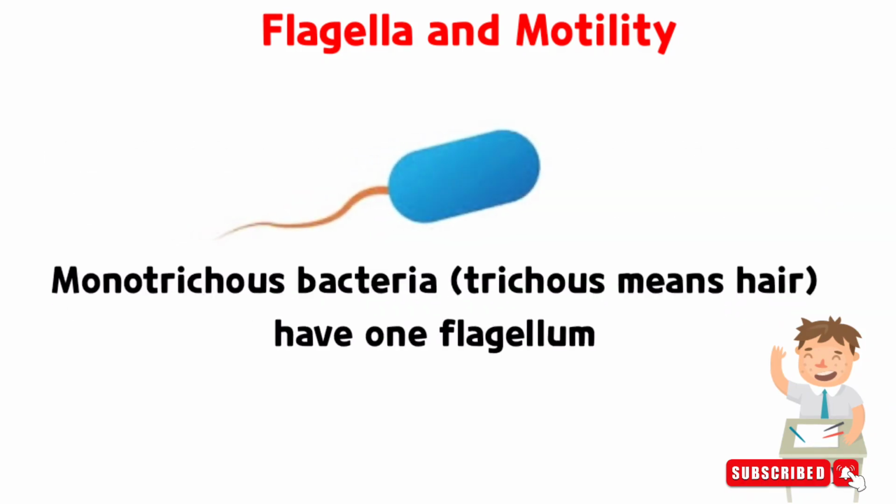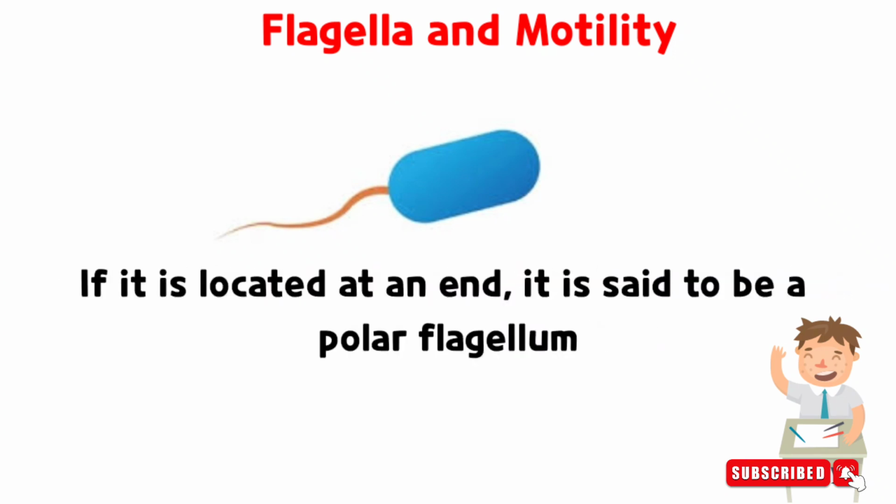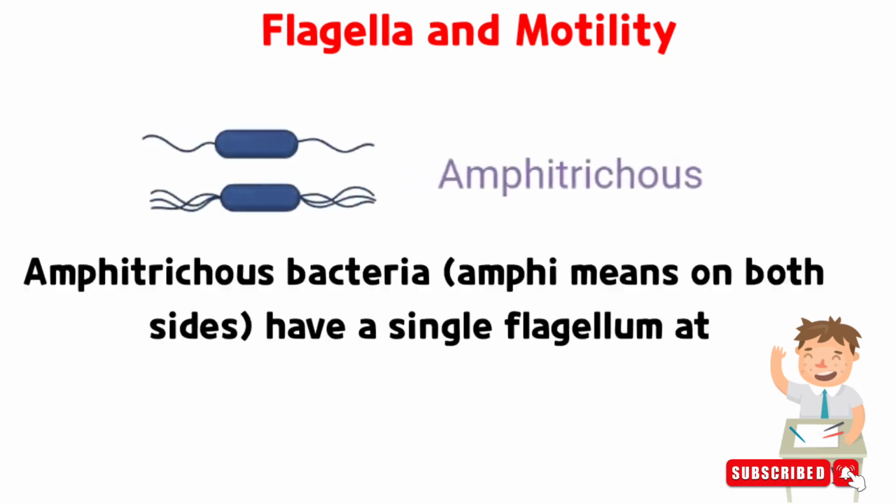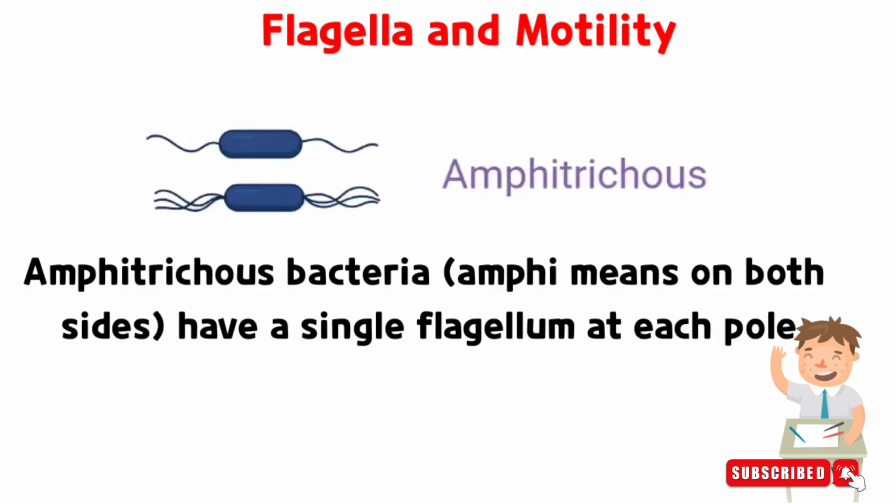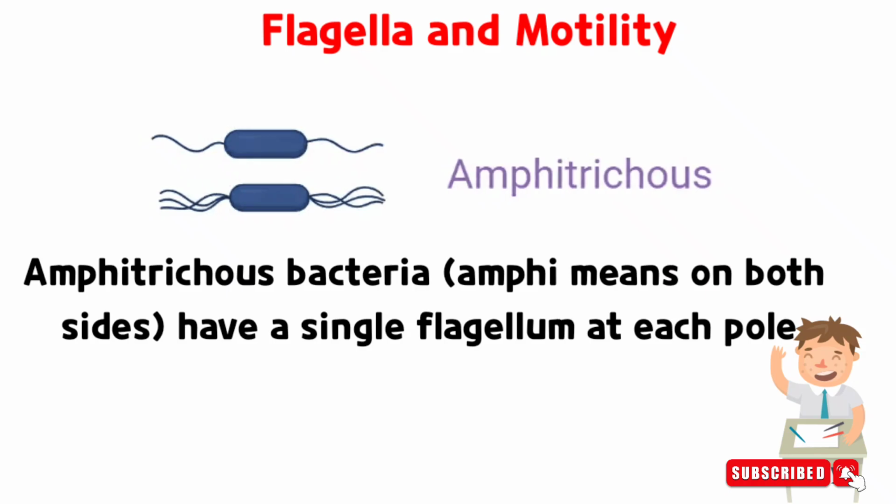Monotrichous bacteria. Mono means single and trichous means hair. Have one flagellum. If it is located at an end, it is said to be a polar flagellum. Amphitrichous bacteria. Amphi means on both sides. Have a single flagellum at each pole.